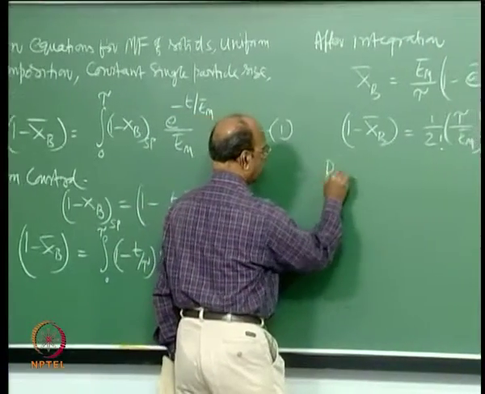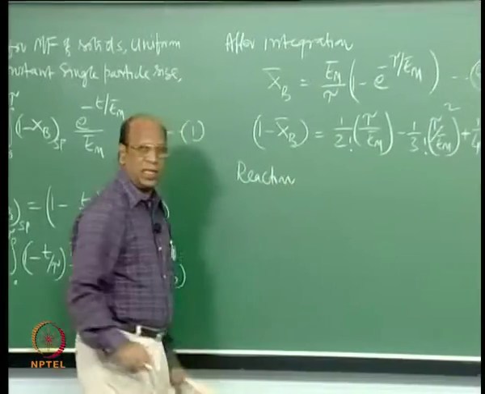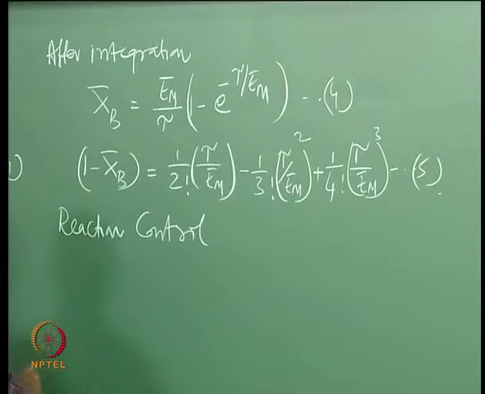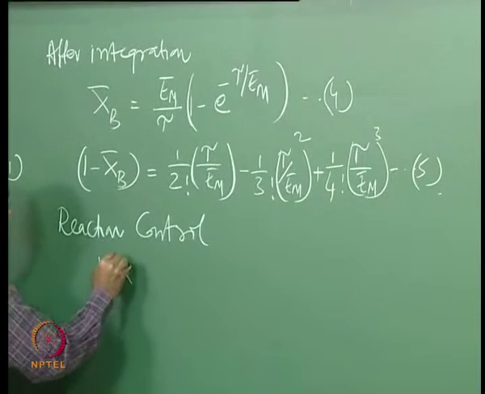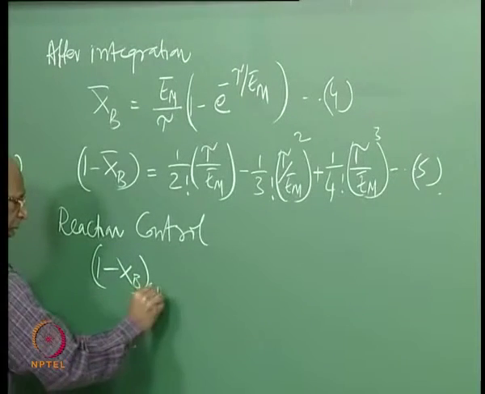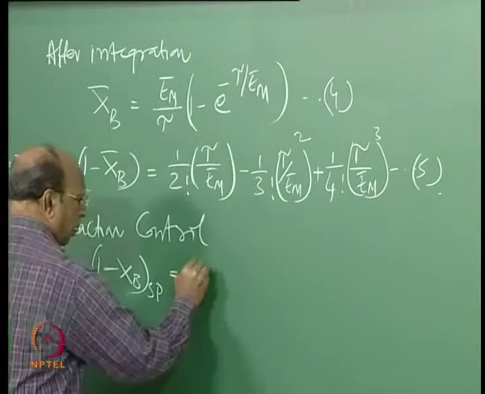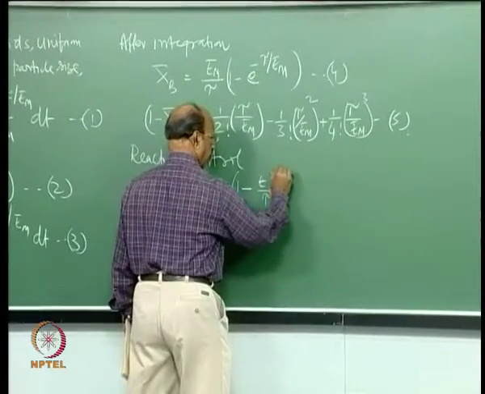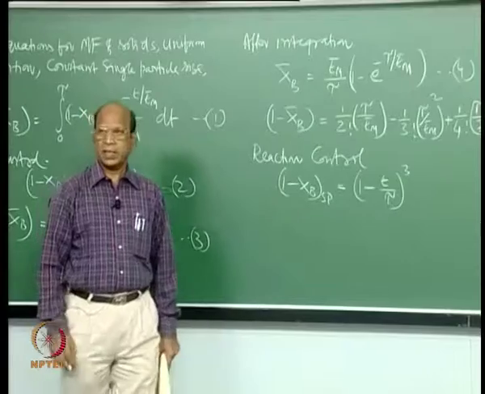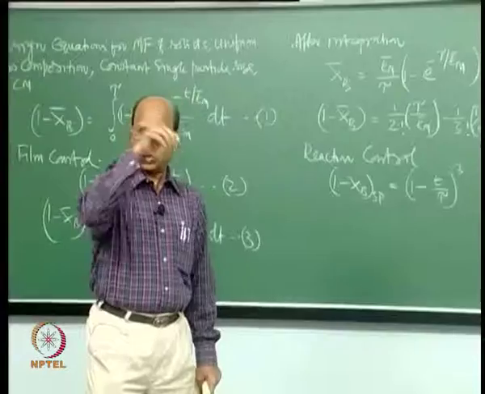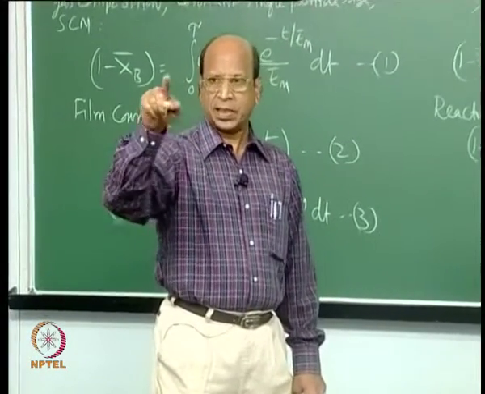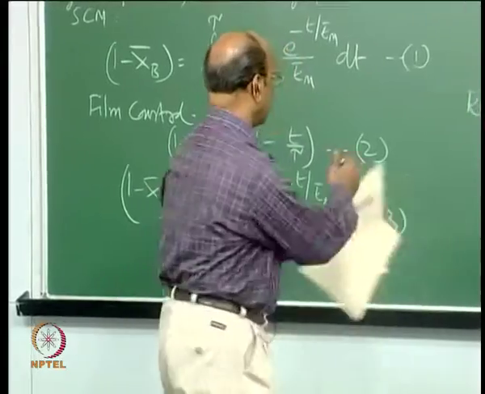Next one is reaction control. Diffusion is slightly cumbersome. So, that is why we are going to reaction control. This is again you will get an unknown expression here. For reaction control, you have the equation for single particle x b s p, anyone remembers? 1 minus t by tau, whole cubed. If you see the actual equation in terms of t by tau equal to 1 minus 1 minus x b to the power of 1 by 3. So, that we are writing in this fashion.